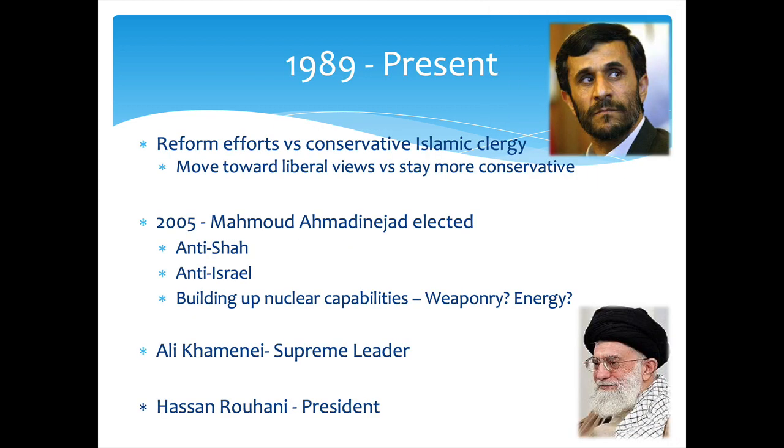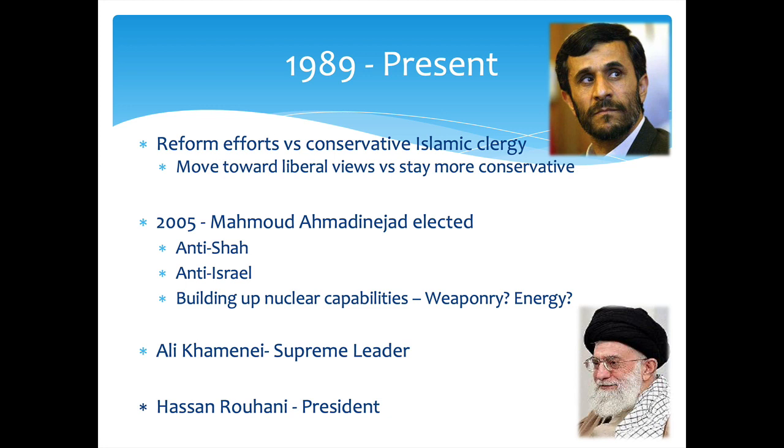But from 1989 to the present, we do see some reform efforts in this Islamic Revolution, where we do have these pushes and pulls about moving Iran to a more liberal seeming nation versus the Islamic clerics who want to keep Iran more conservative. And so in 2005, a guy by the name of Mahmoud Ahmadinejad is elected. He is anti-Shah, so kind of historical. He is anti-Israel, and he is seeking to build up the nuclear capabilities of Iran so they could become a nuclear power in the world.